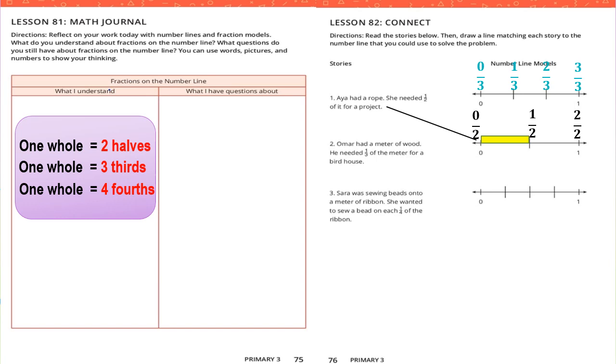Join the distance between 0/3 and 1/3. This is the location of third on the number line. Match.